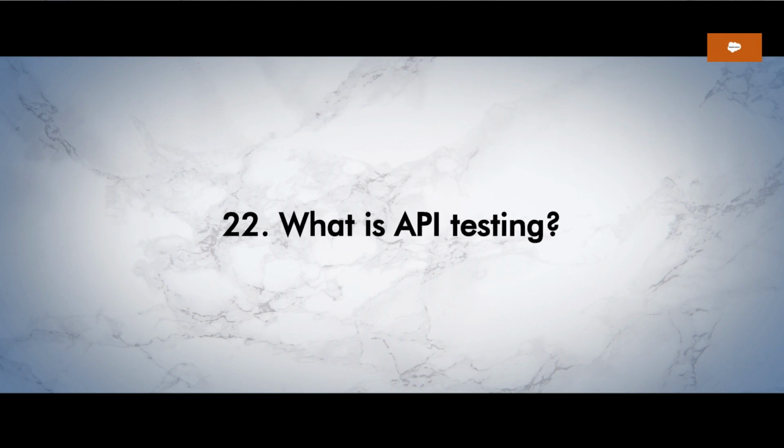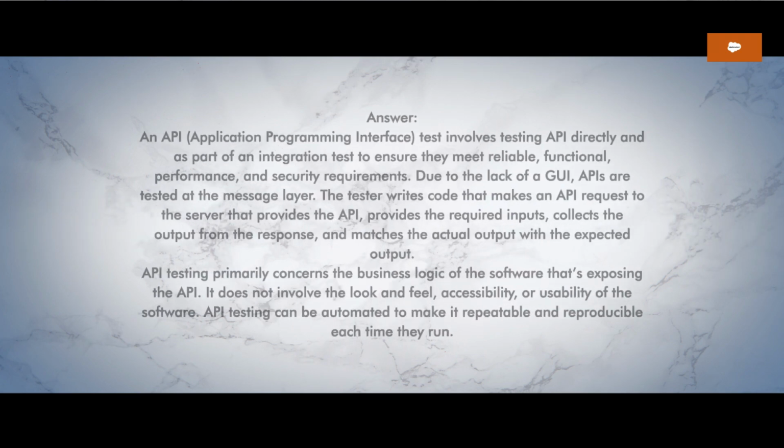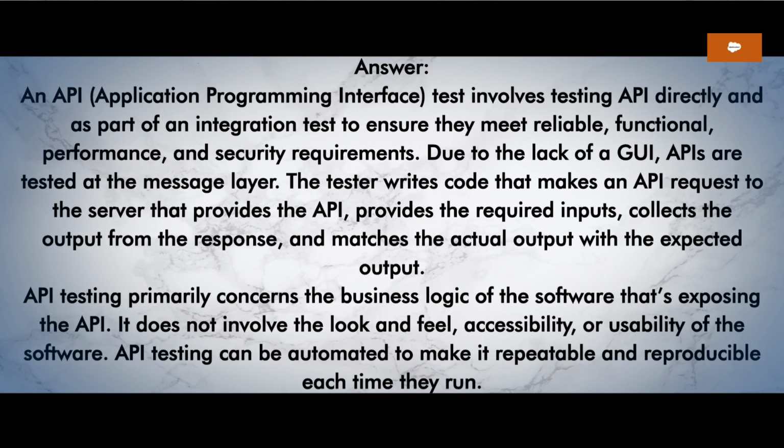22. What is API testing? Answer. An API, application programming interface, test involves testing API directly and as part of an integration test to ensure they meet reliable, functional, performance, and security requirements. Due to the lack of a GUI, APIs are tested at the message layer. The tester writes code that makes an API request to the server that provides the API, provides the required inputs, collects the output from the response, and matches the actual output with the expected output.